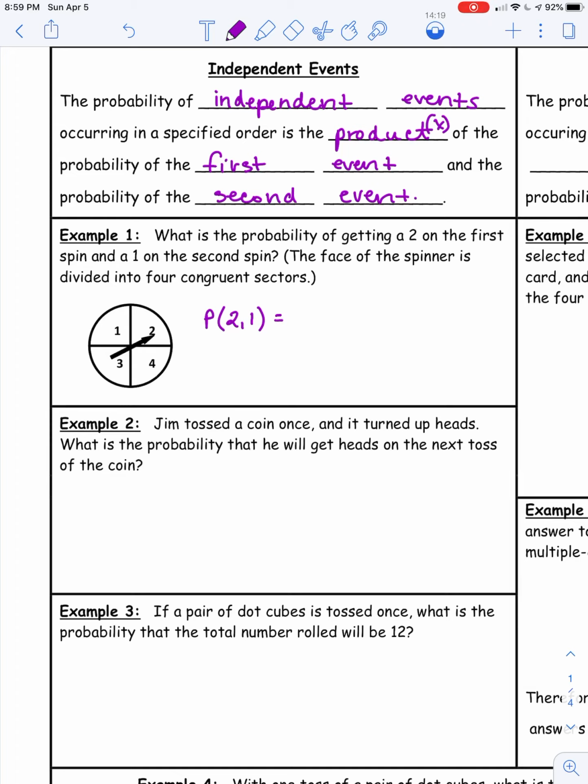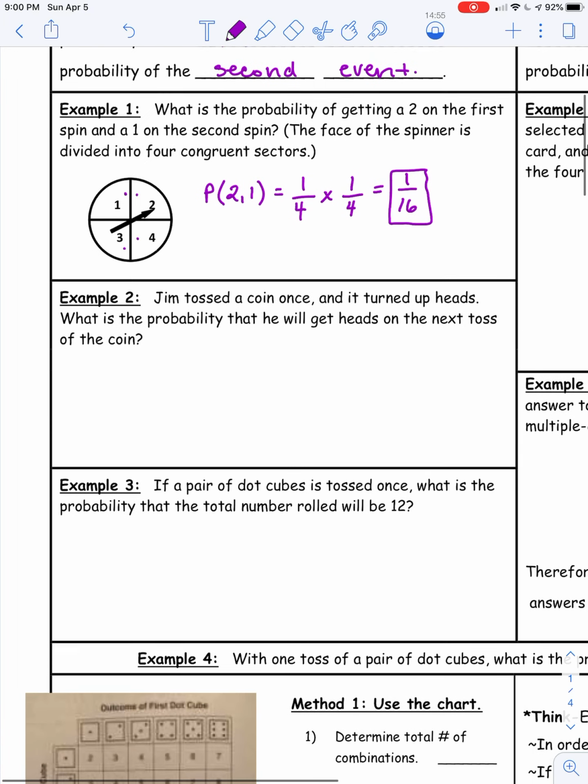Okay, so what is the chance, or what is the probability of spinning a 2? Well, there's 4 sectors, so there's 1 in 4 chances that I would land on a 2 the first time. And then what about the 1? Spinning a 1 would also be 1 in 4 chances, right? The probability is 1 in 4. We multiply those and we get 1/16. So the probability that I would spin a 2 and then a 1 would be 1 in 16 chances.